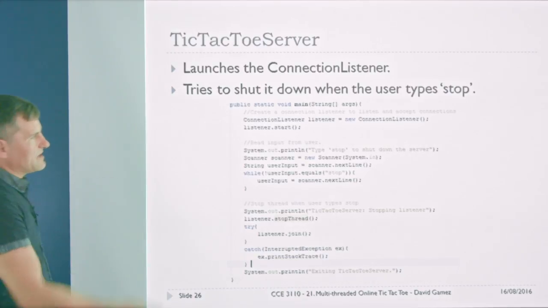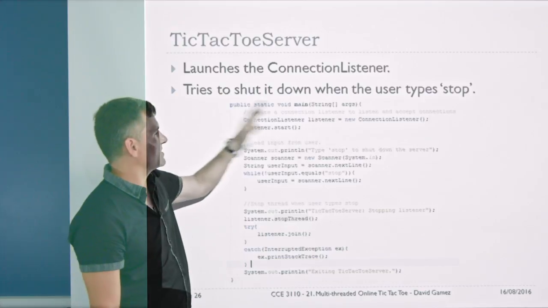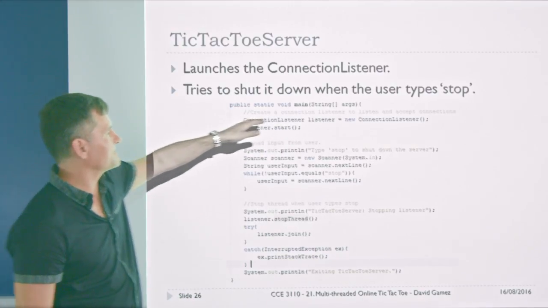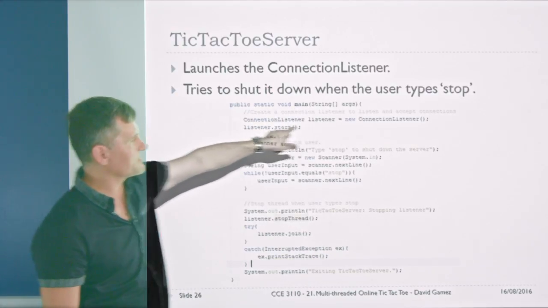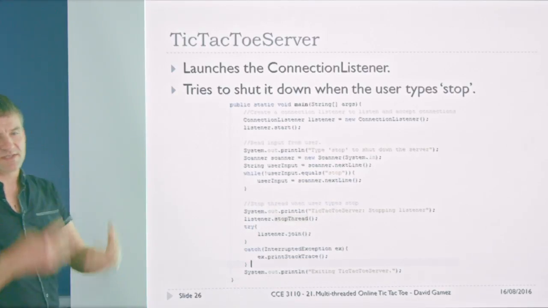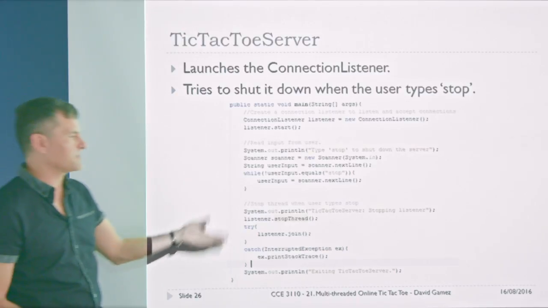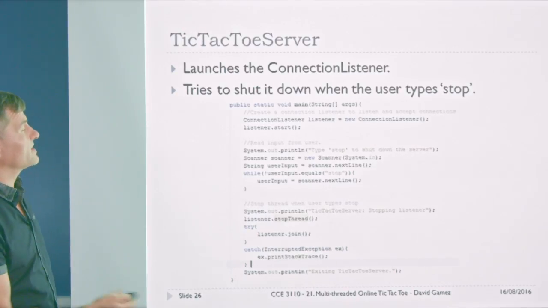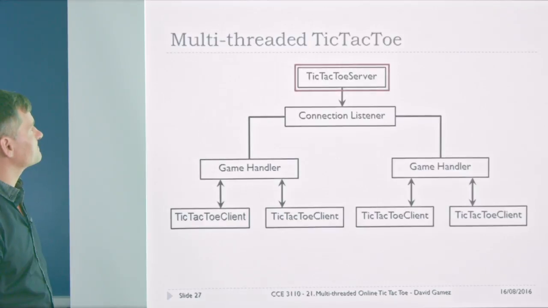And then we've got the main method of the thing, which I'm calling the server. It's more the connection listener that is a bit more like the server really. The main method just starts up the connection listener and waits for the user to type stop, and then when the user types stop, it shuts down the server, and in theory shuts everything else down, but I had a few problems with that because of the blocking input from the user, but that could be fixed.